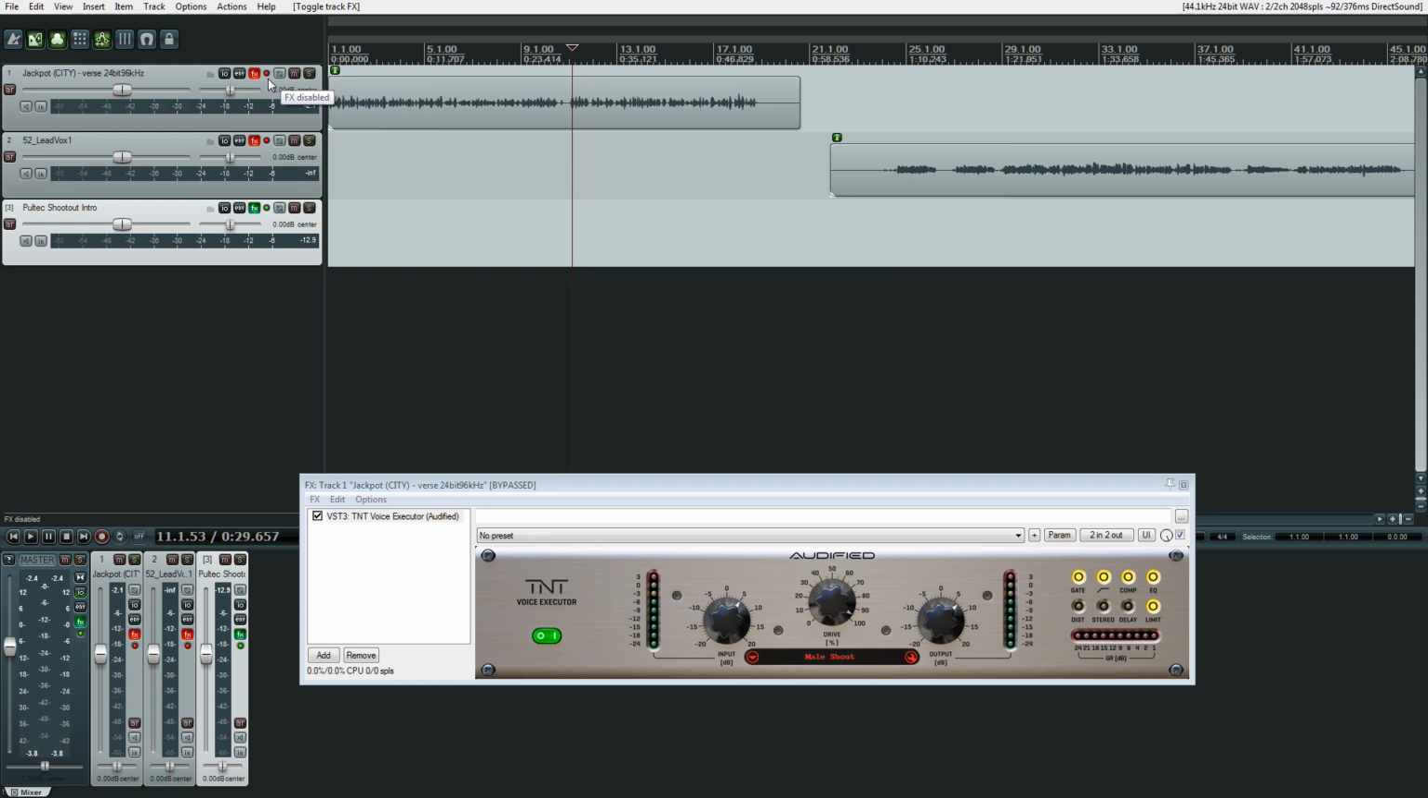Levels are not matched. I understand that, but I'm telling you, there's EQ. Look at all the stuff that's on it. There's no way that even if I level match this, it would sound the same.